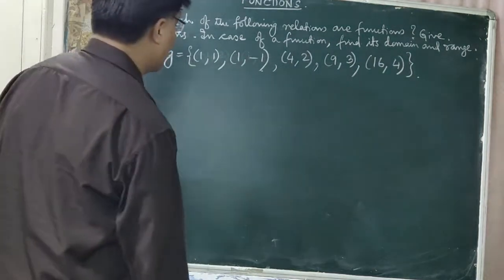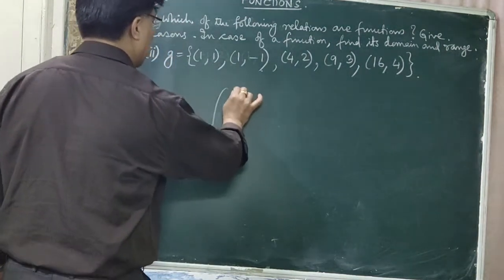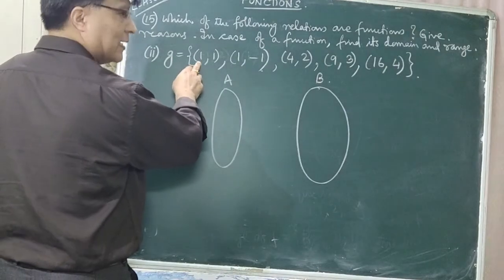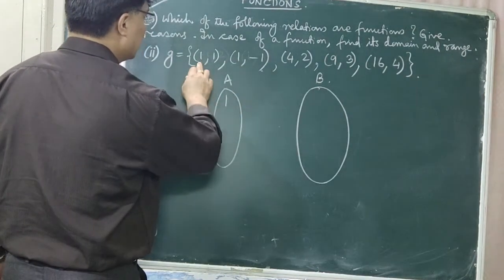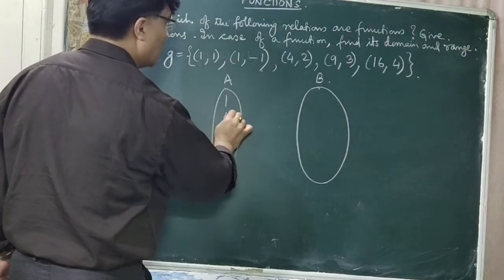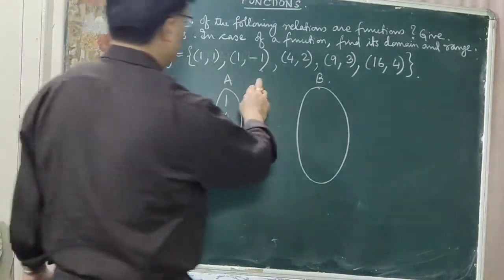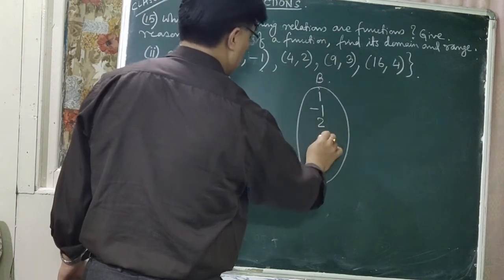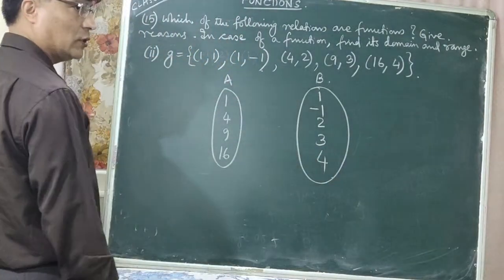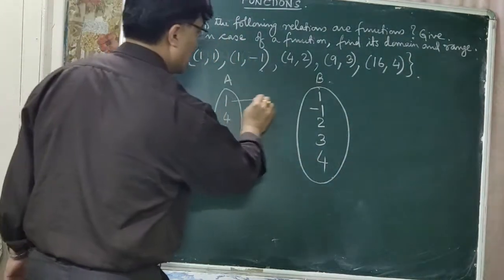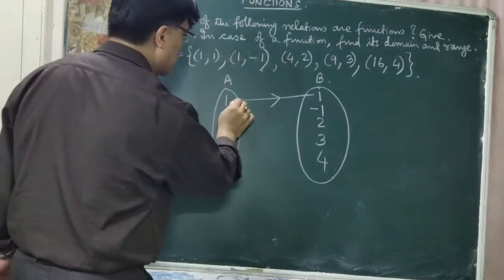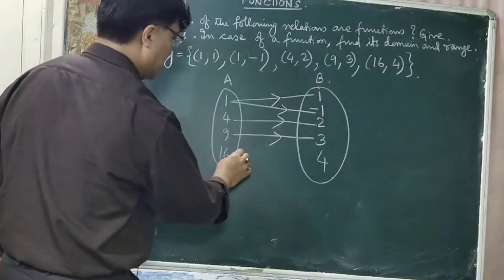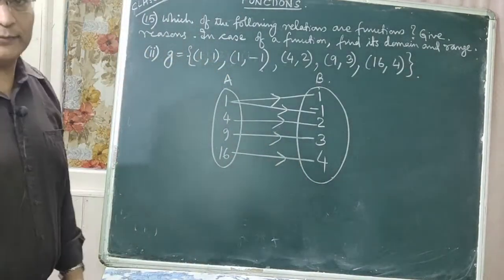Okay, so let us consider two sets, your set A and your set B. Set A has the elements 1, 4, 9, 16, and B has the elements 1, -1, 2, 3, and 4. So 1 is related with 1, again 1 is related with -1, 4 is related with 2, 9 is related with 3, and 16 is related with 4. So is it a function?